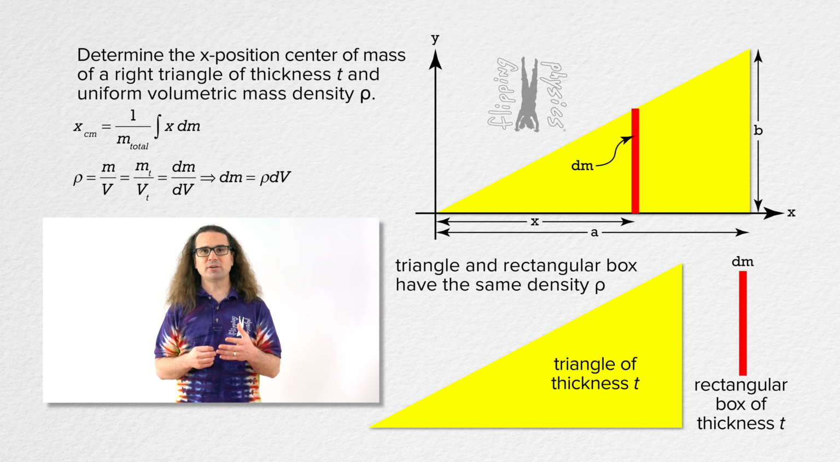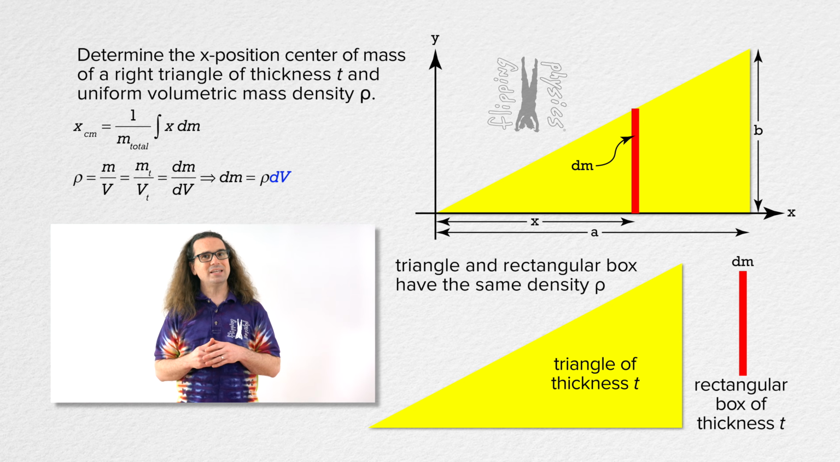It equals volumetric mass density times the volume dv of the rectangular box, which we can eventually substitute back into our integral equation for x position of center of mass. However, first we need to determine more about dv.